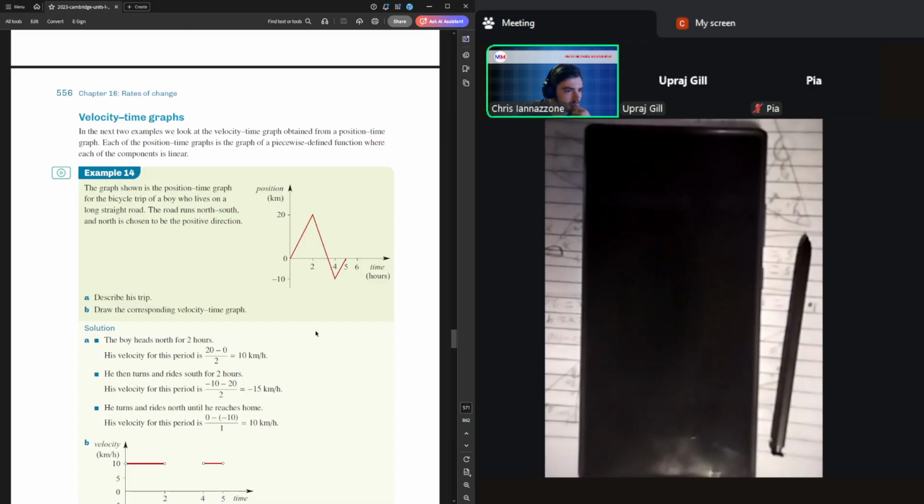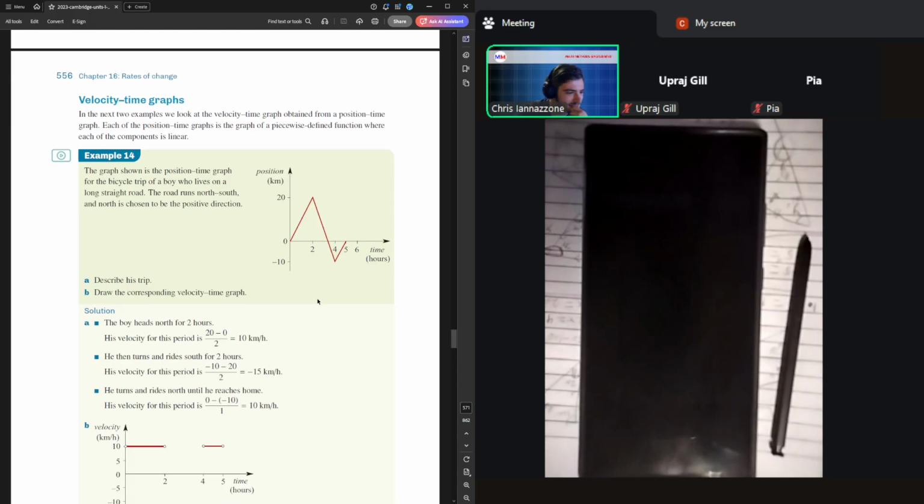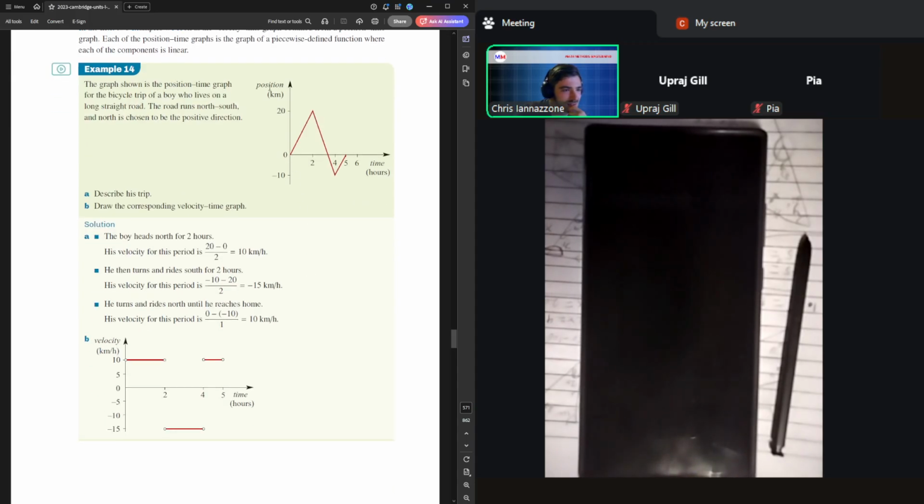The other thing you'll have to be able to interpret are your velocity time graphs. They call it velocity time and then they show a position time. Nice. Okay, so I guess the intention here is to start with your position time graph and then create your velocity time graph. We've kind of already seen this.